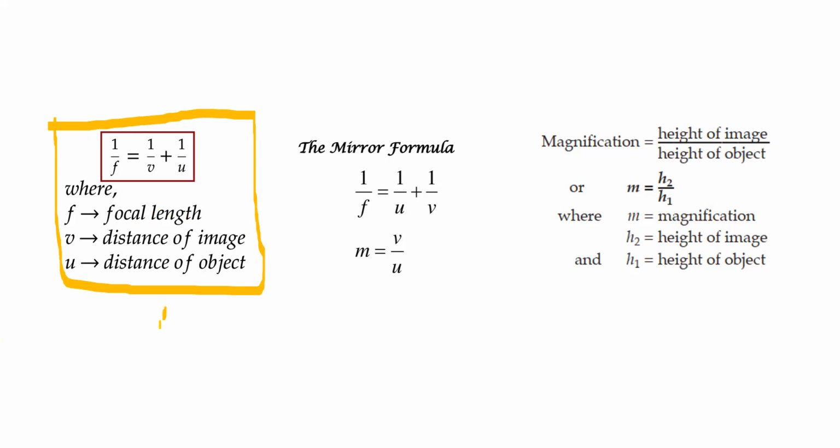So previously we learned convex lens. In a convex lens, the focus is positive. The focus value is positive. Today we want to learn concave lens.